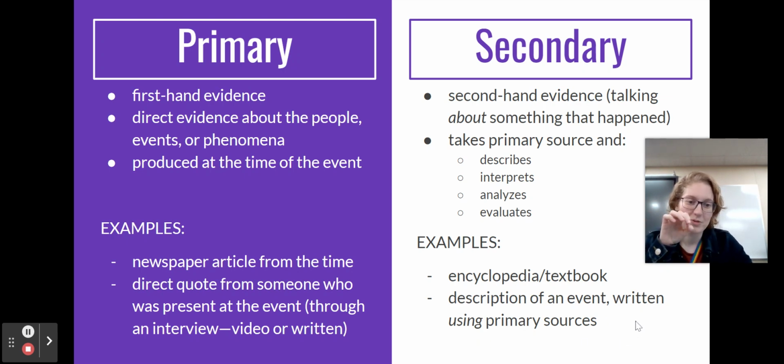That quote would be a primary source. But you writing about it and saying, when Miss Bedell said that, it reminded me of a time I heard a story from a friend of a friend of a friend, I'm getting a little bit lost in this example, but the point is, when you're talking about something, it's generally secondary. When you're sharing the exact experience, that's when it's primary.